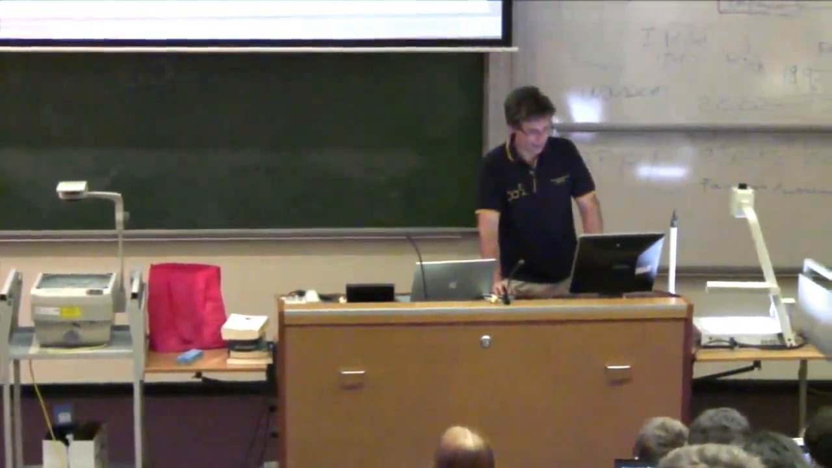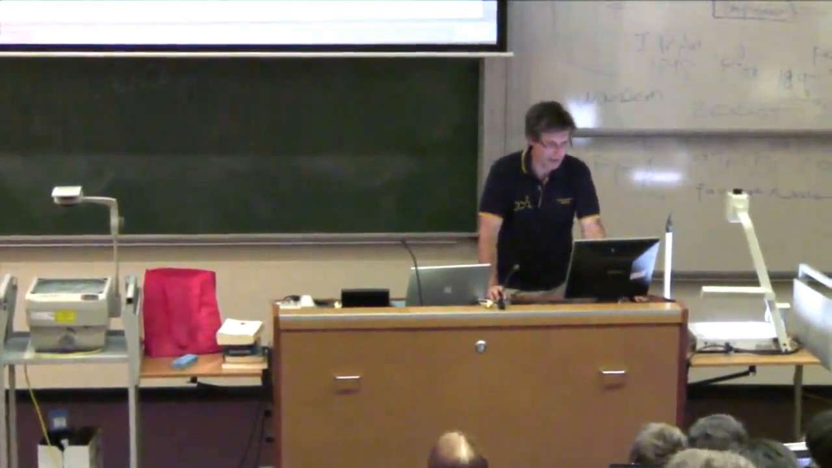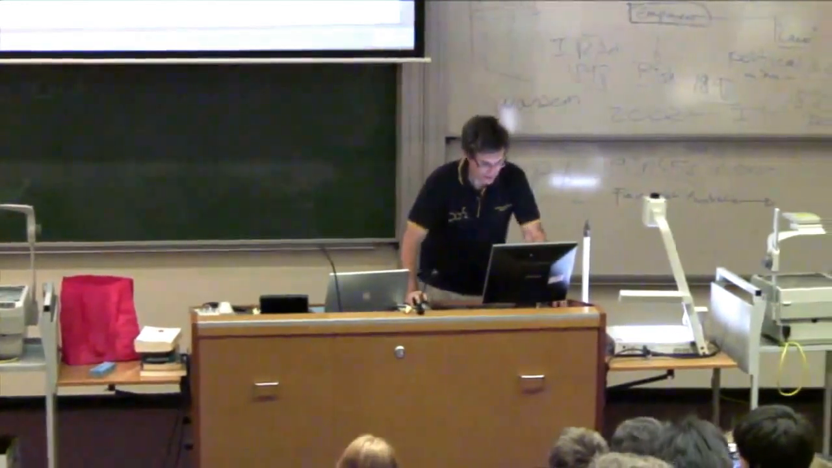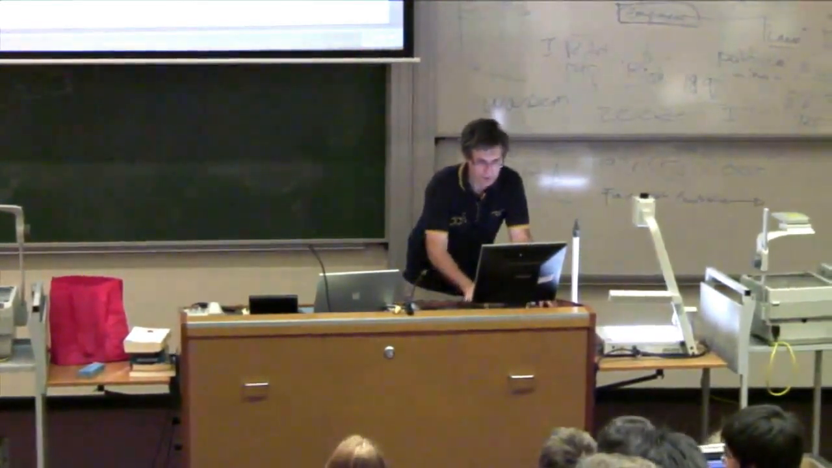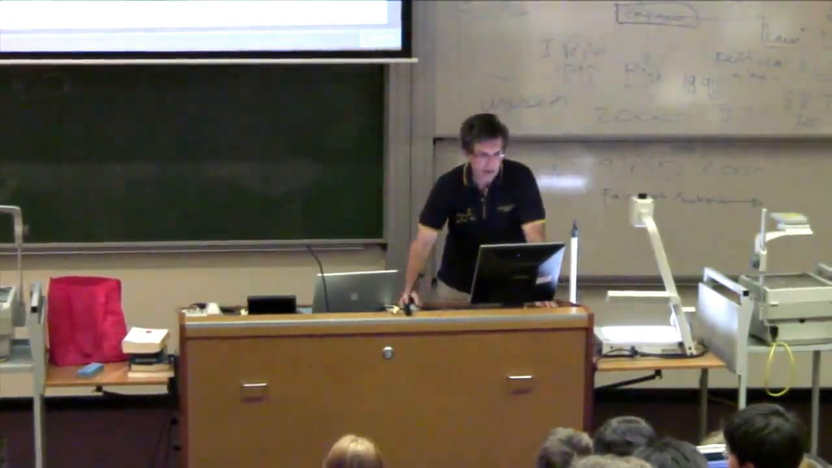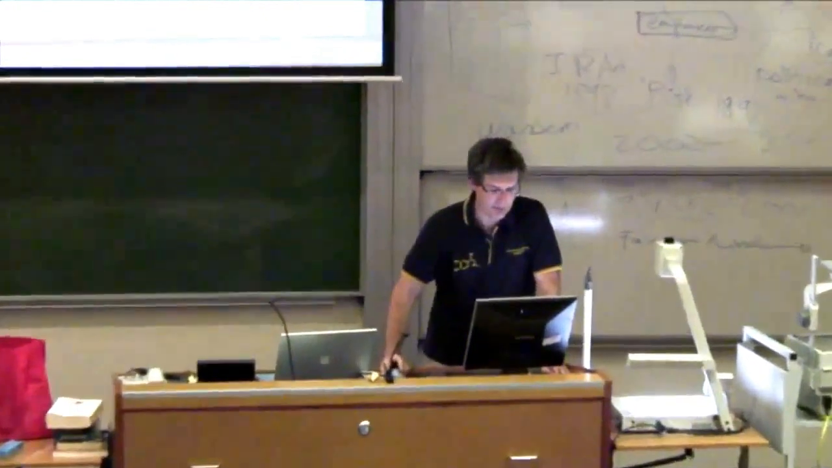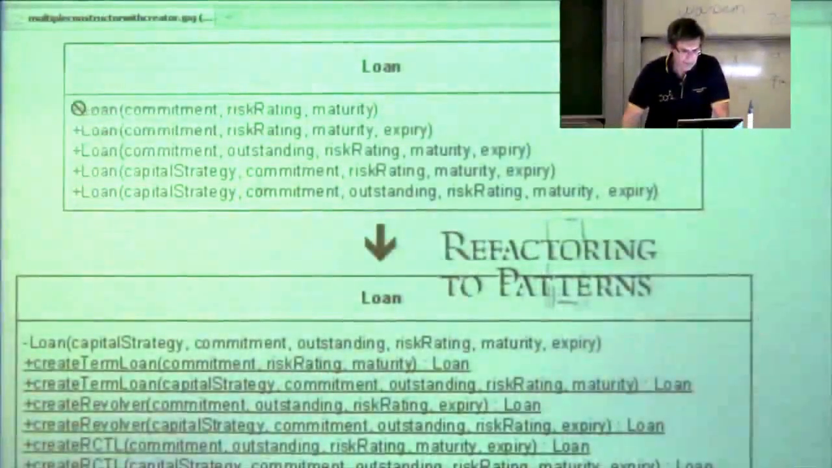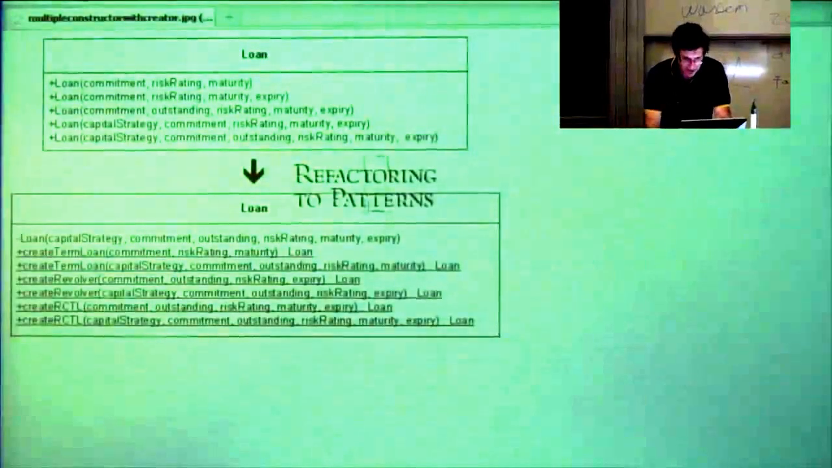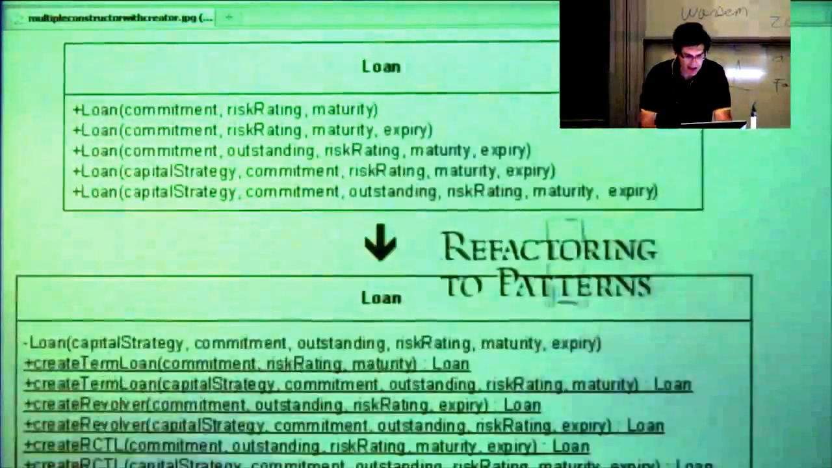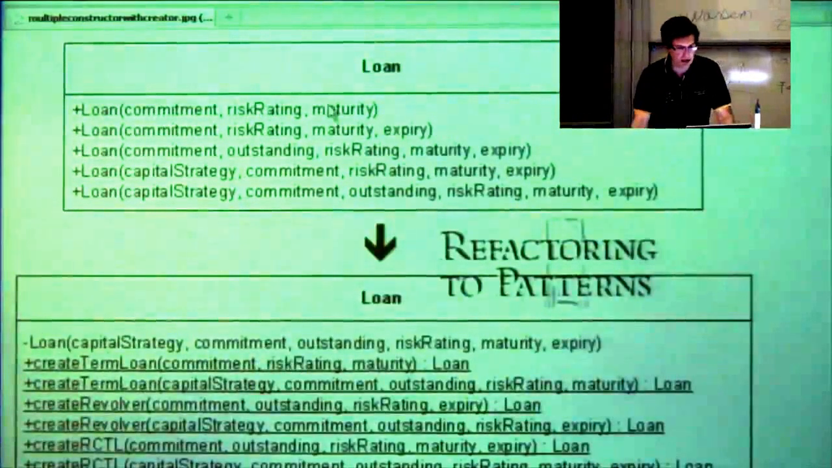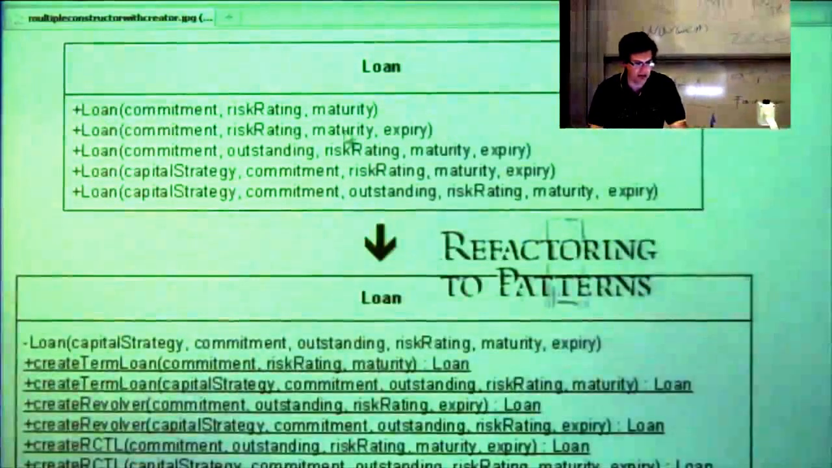Here's the example for replace constructors with creation methods. Before, it used to say this. Before it used to say, I want a plus, this is not Java, it's something else, Smalltalk or something. Before it used to say in bigger letters, give me a new loan with a commitment, a risk rating and a maturity. Give me a new loan with a commitment, a risk rating, maturity and an expiry.